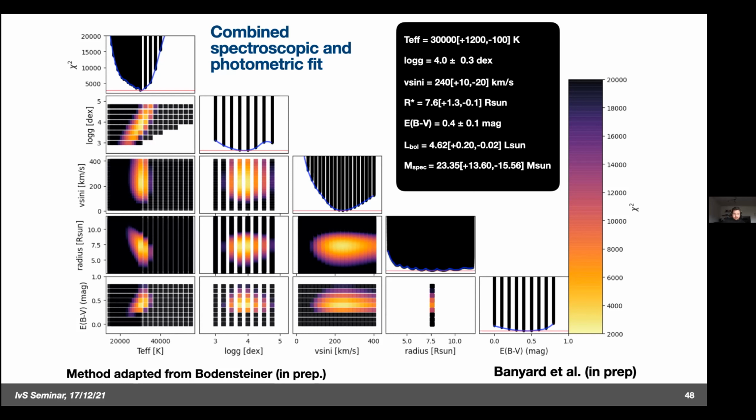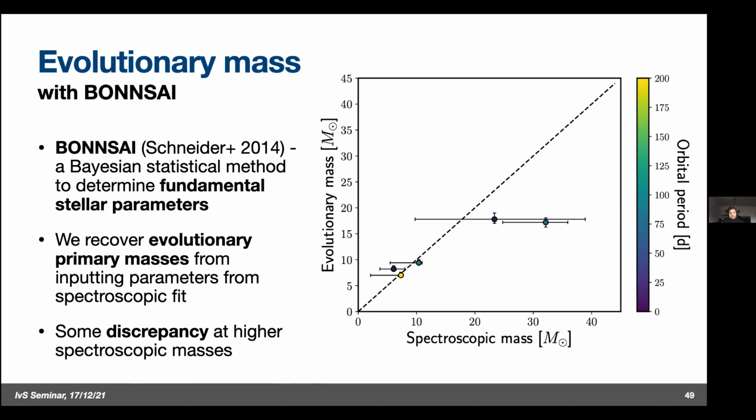But we do have another way, which is to find the evolutionary estimate of the mass as well. We do this with BONNSAI, which is a Bayesian statistical method to determine fundamental stellar parameters like Teff and log g and the evolutionary mass and ages of these stars. It compares all the observables that we found from the spectroscopic fit to a grid of galactic stellar evolutionary models. On the right, we plot the spectroscopic mass estimates against the evolutionary mass estimates for our best candidates, and you can see that there's some discrepancy between the two, especially at higher spectroscopic masses.